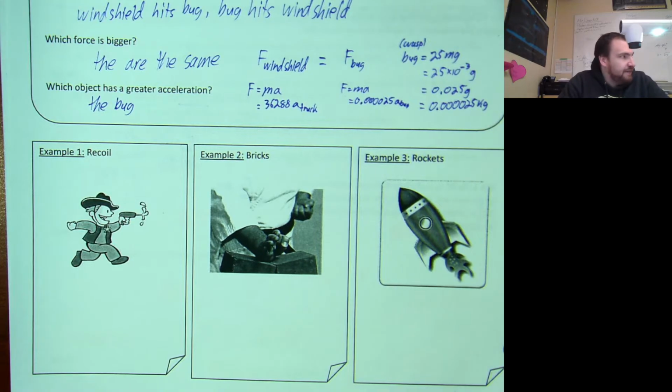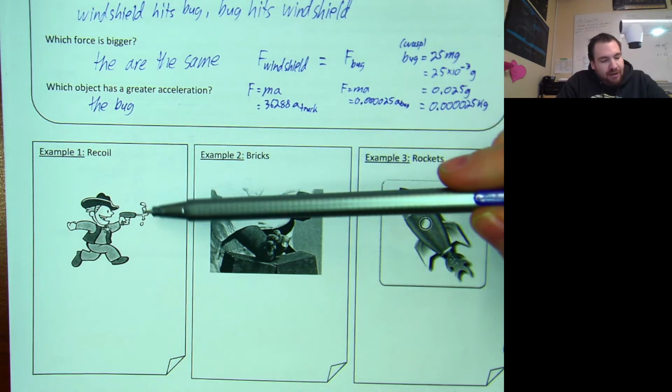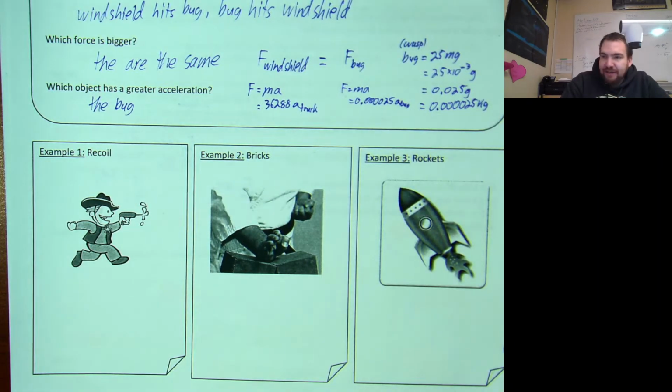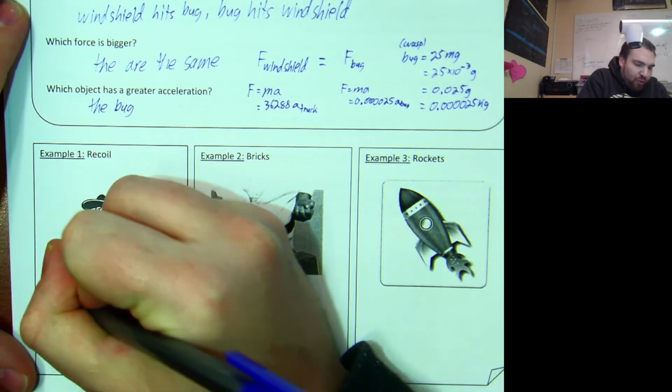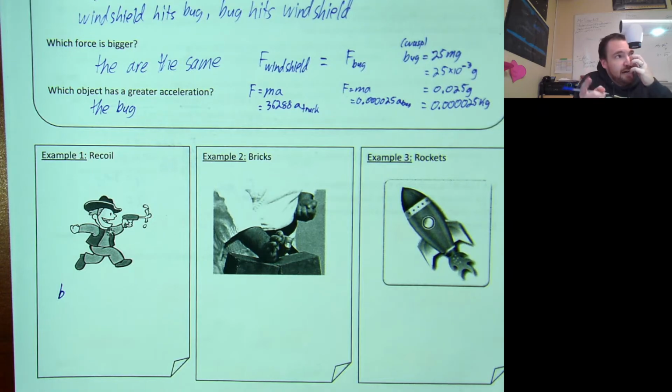Recoil. Anyone ever shot a gun? Hands up. Okay. Like an actual gun, not a water gun. So talk to me about what's happening here with recoil. For those of you who fired a firearm, what's it like? Kind of pushes back into your shoulder. Pushes back into your shoulder, assuming you're firing a rifle. Okay. So what's causing the gun to slide backwards into you?